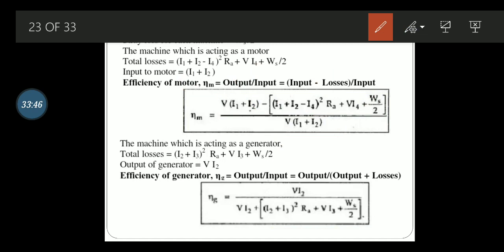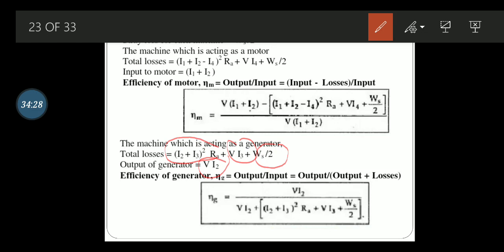For the machine which is acting as a generator, we can calculate the total losses. The total losses are Ws divided by 2, which is the stray loss in that generator, plus the copper loss of the generator, and the constant loss of the generator. The output of the generator can be calculated using the formula V into I2, where I2 is the generator current and V is the supply voltage.